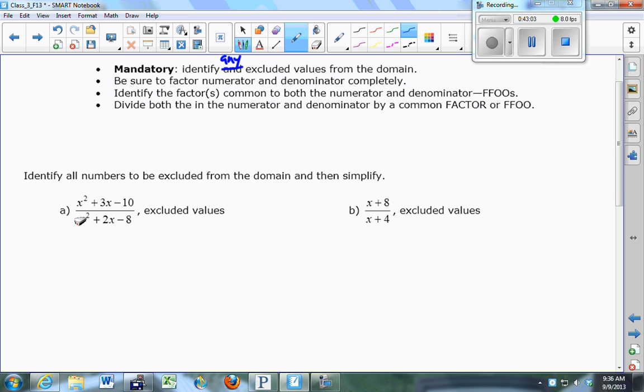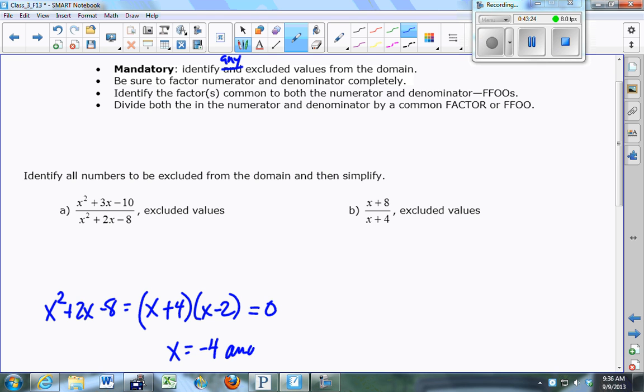Okay? So let's first start here. What are excluded values from the denominator here? Again, you have to know how to factor this. To factor that, factors of 8 that differ by 2 are 4 and 2. You set those factors equal to 0, and you find your excluded values are -4 and 2. So X cannot be -4, and X cannot be 2. Those are two values that are excluded.